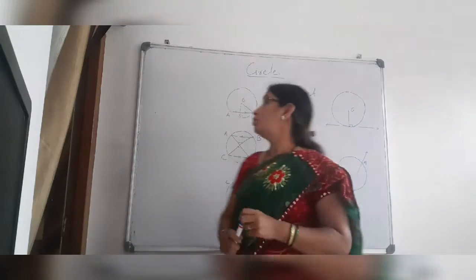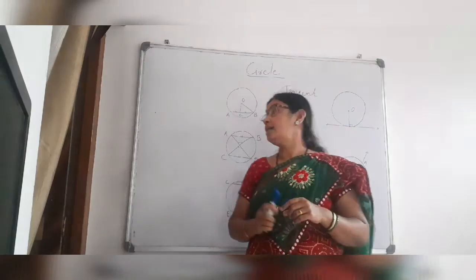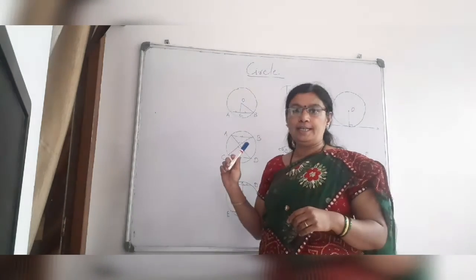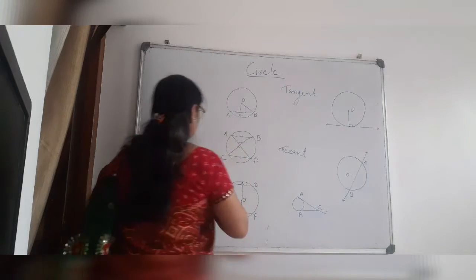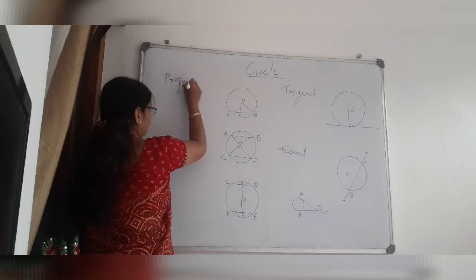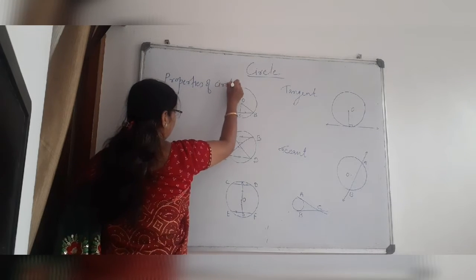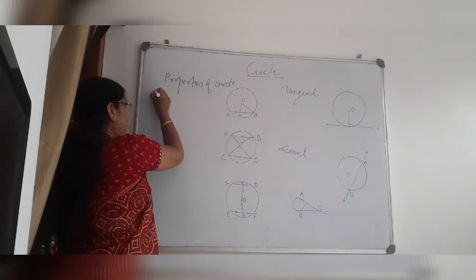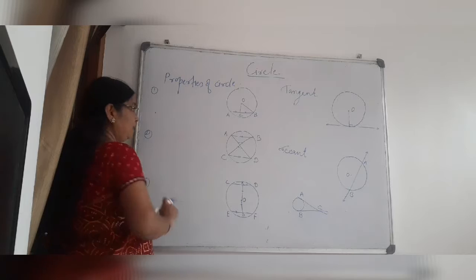Let's start our new chapter, that is circle, which is the most important chapter and carries the highest marks in the board exam. So let's start the revision. What did we see last year? Properties of circle. There are three properties of circles.